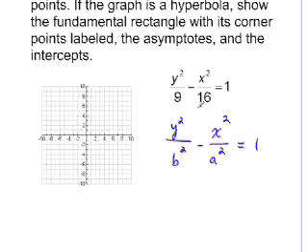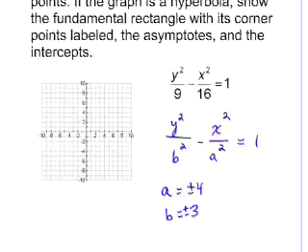If a squared is equal to 16, then a will equal plus or minus 4 and b would equal plus or minus 3. Using these values will determine not only the intercepts but also where the fundamental rectangle is. So our y-intercepts will occur at (0, b) and (0, negative b), so it's (0, 3) and also (0, negative 3). So at (0, 3) we have a y-intercept, and at (0, negative 3) we have a y-intercept.